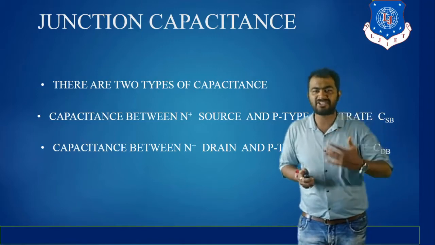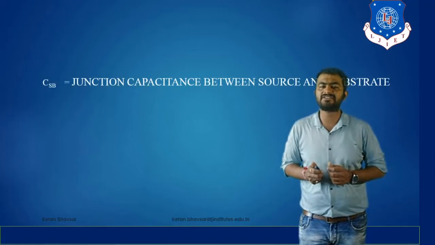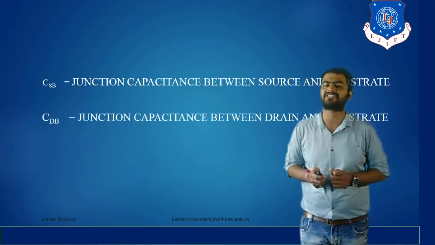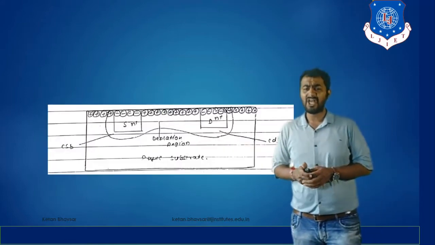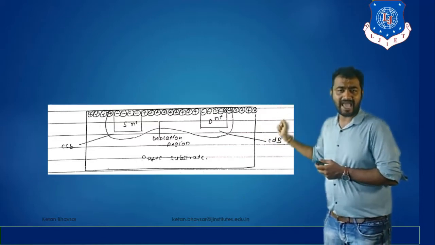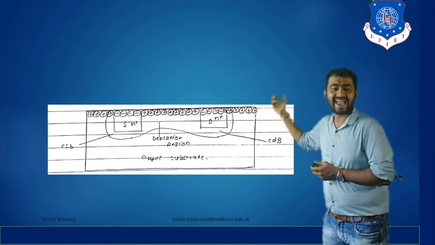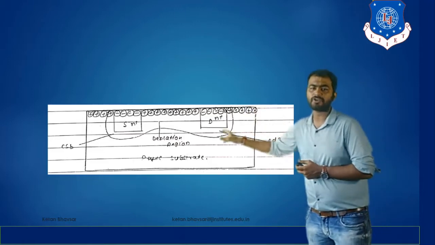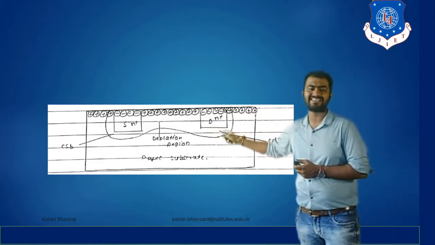Now we go into depth on the junction capacitance. CSB is the junction capacitance between the source and substrate, and CDB is the junction capacitance between drain and substrate, as I already told you. As you can see in the diagram, we have N plus in the source region and N plus in the drain region, and because of the depletion layer, the capacitance is produced. It is called CDB, and also CSB.